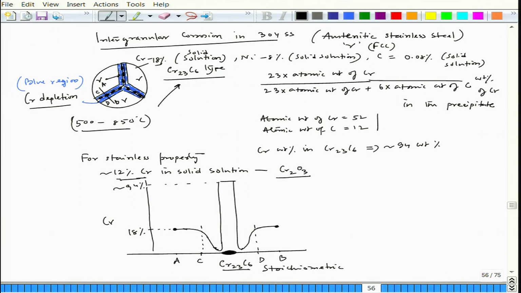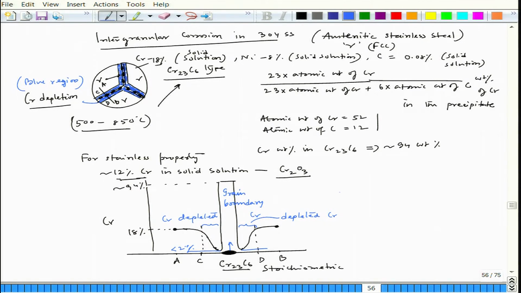Now you could see that in this zone the chromium level, which is the minimum value here, can go even less than 2%, because chromium has been taken from the surrounding of that grain boundary region, and this is falling on the grain boundary. So, here it is depleted, chromium depleted.